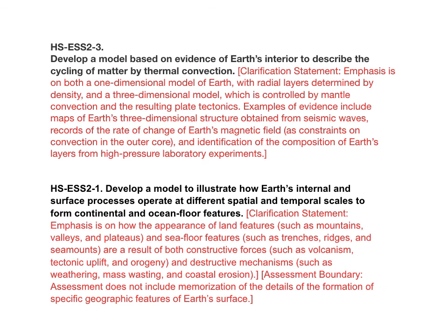Now, the high school 3-course model also goes further than this and asks us to integrate some Earth and space science performance expectations into each of our high school courses. And in this particular case, we can relate what we've been doing to 2 performance expectations. One of them here is develop a model based on evidence of Earth's interior to describe the cycling of matter by thermal convection.